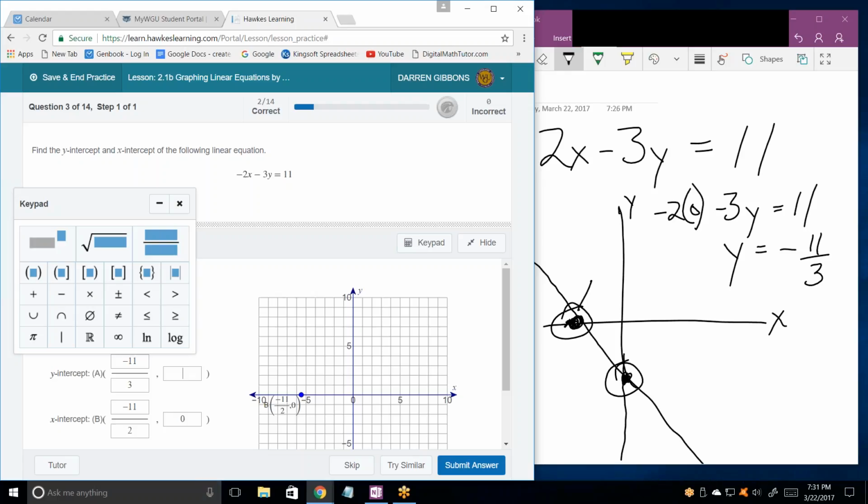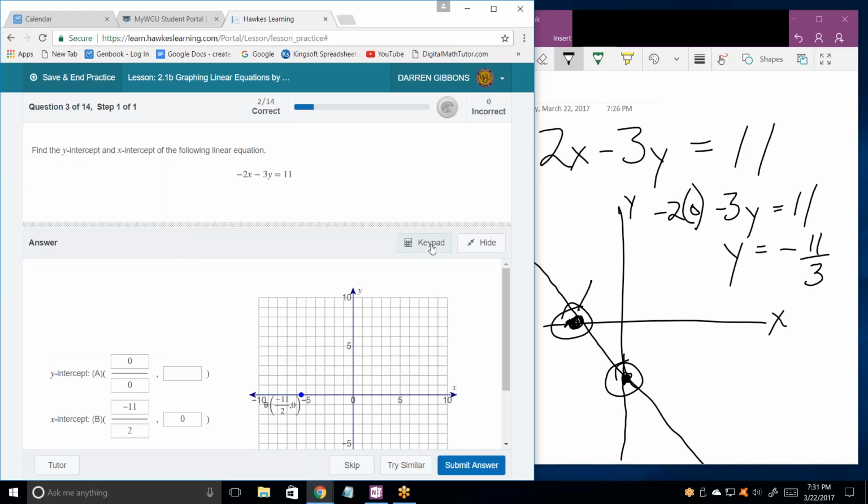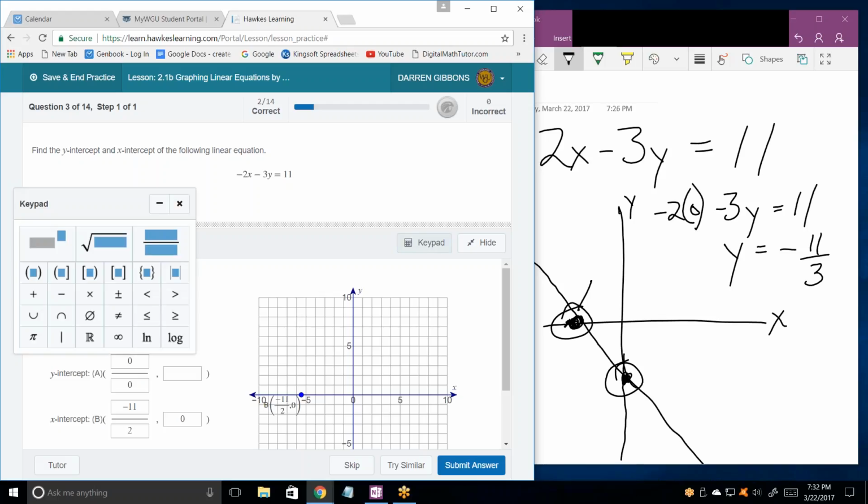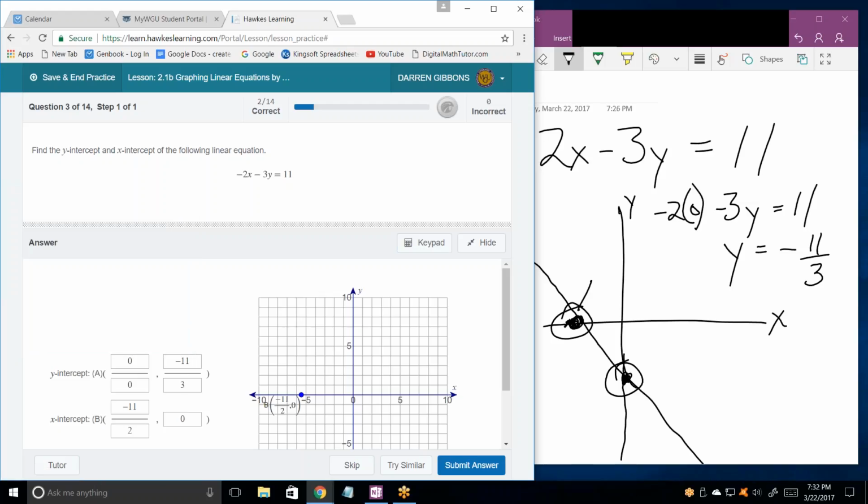Whoops, I got this backwards. Hold on a second. This should be 0. The x value is 0. And the y value is minus 11 thirds. All right. That should be right. Yeah, the y-intercept is always going to have an x value of 0.